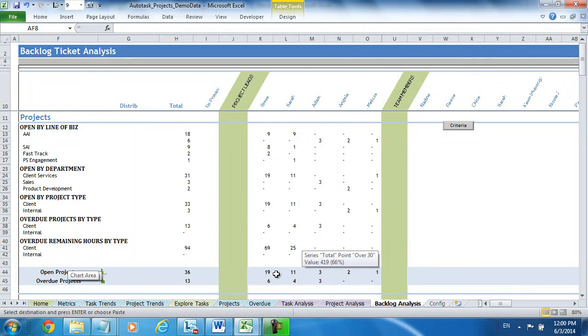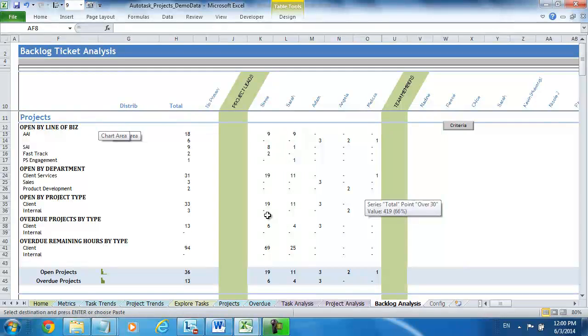So I know how many open projects people have, how many overdue projects people have. I can also see the distribution by lines of business, who's dealing with specific types of projects from specific departments. I can really see right now that Angela has 2 internal projects where the rest are using client projects. So you get that. I know overdue remaining hours.